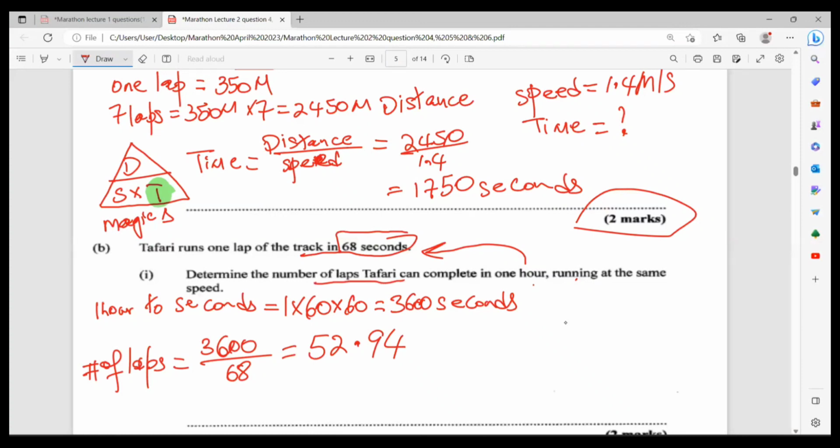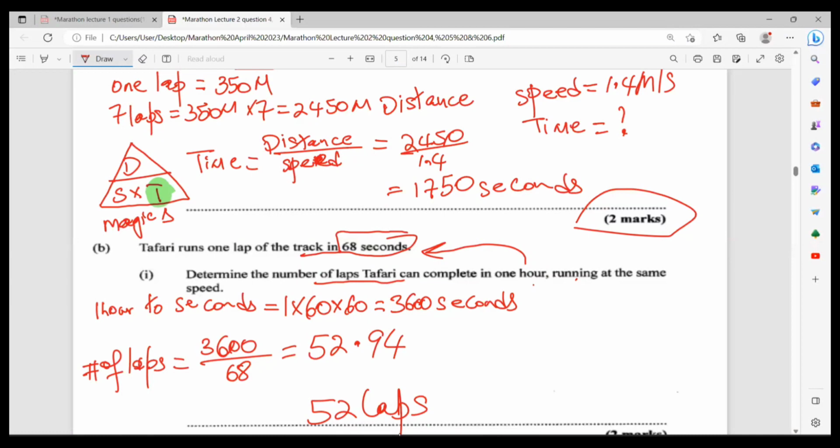Now, will he get more than an hour? Will he get more than 3,600 seconds? Yes or no? You're going to have to say no. So he would have completed 52 laps. Will he have enough time to finish the next lap? Yes or no? No, sir. What do you think the answer is? 52. Exactly.